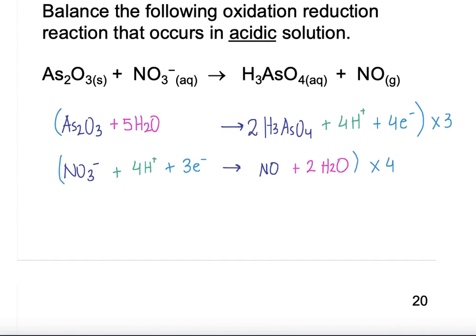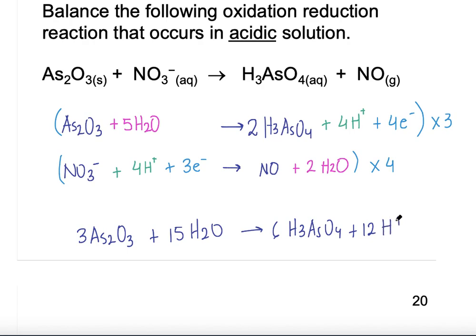And so now I'm just going to rewrite my whole equation here on the bottom, each of the equations. And I'm going to begin with the arsenic. 3As2O3 plus 5 times 3, that's 15 waters. And then arrow, 2 times 3, that's 6H3AsO4. 4 times 3, that's 12 H pluses. 4 times 3, that's 12 electrons.